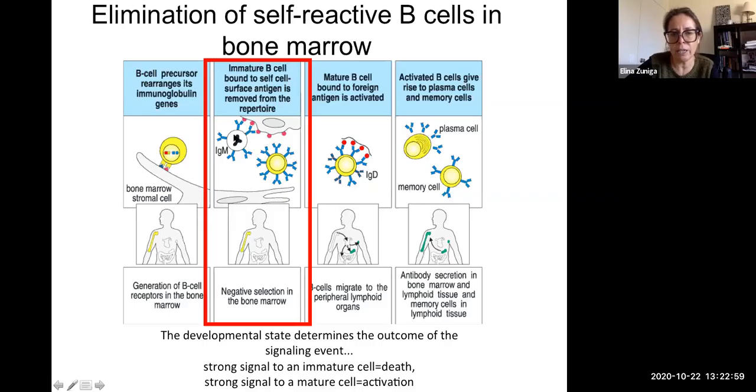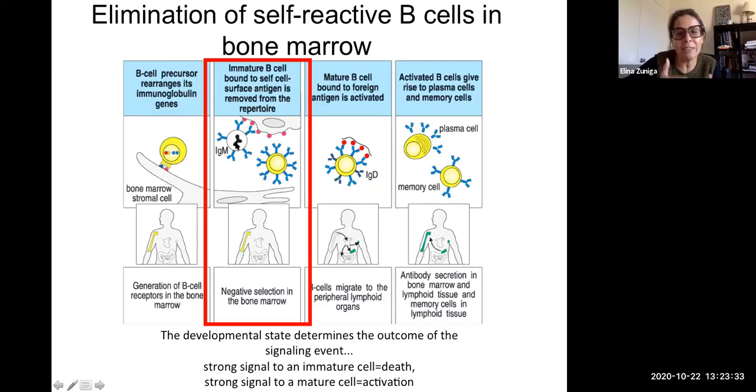So basically it dies. A strong signaling in an immature B cell, because it binds its self-antigens on the surface, for example, of stromal cells, will lead to cell death. And just an interesting fact that you already know, but is interesting to contrast: when a B cell is immature in the bone marrow and sees its specific antigen, it will die.